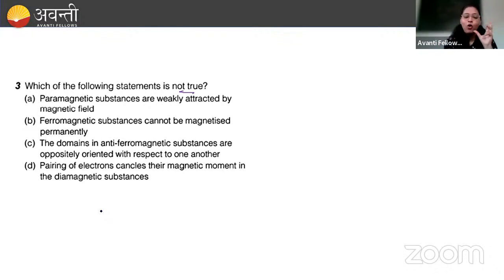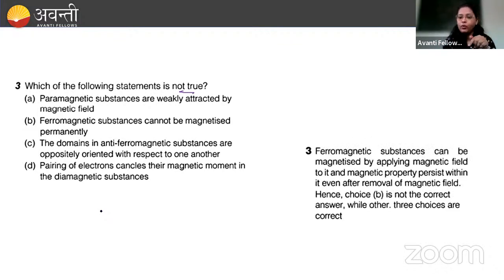So what will be the correct option here? Option B. Okay, ferromagnetic substances can be magnetized by applying a magnetic field to them, and the magnetic property persists within them even after the removal of the magnetic field. So magnetism can remain permanently here, right? So our option B is not a true statement, and that is our correct answer here. Any doubt? Are you getting this? Any doubt in this? Yes. Okay, let's move on to the next problem.